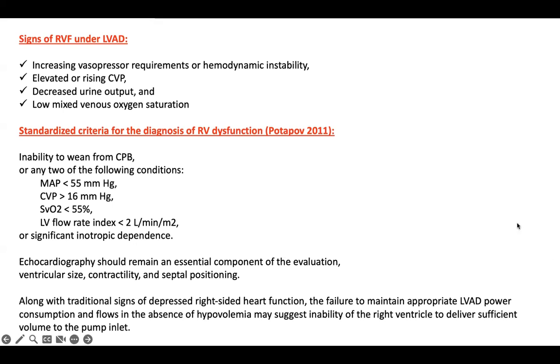There is a standardized criteria for the diagnosis of RV failure. There is also the INTERMACS definition, but basically it could be an inability to wean from cardiopulmonary bypass.